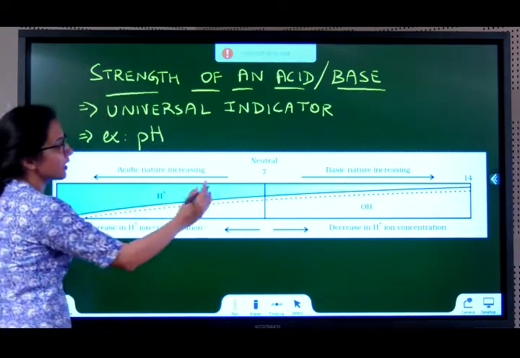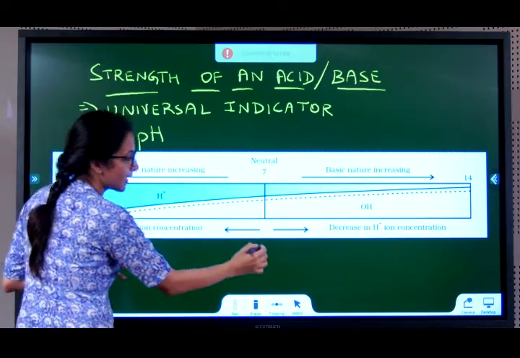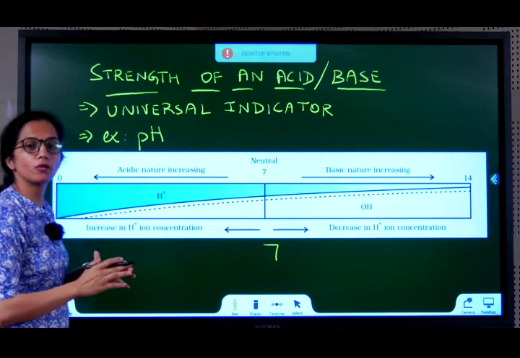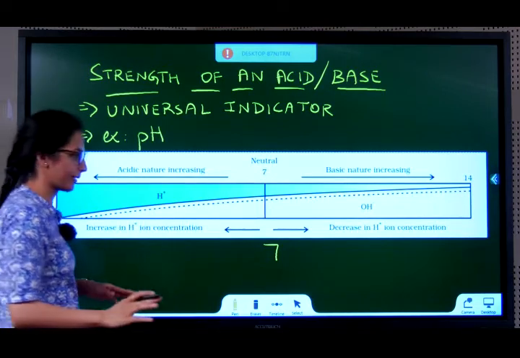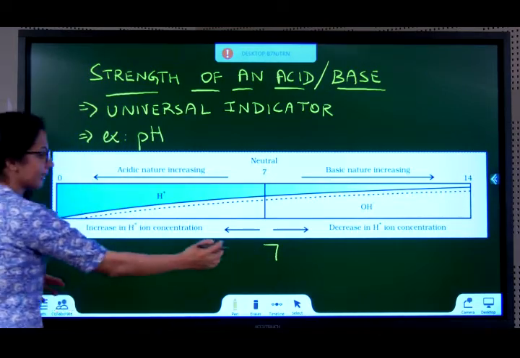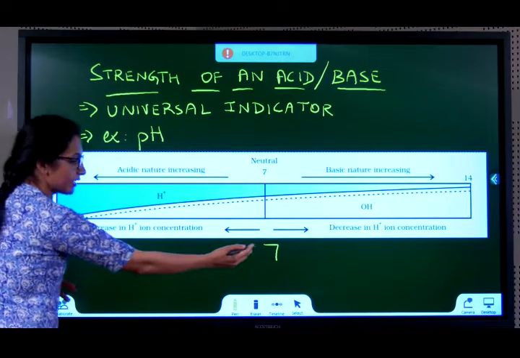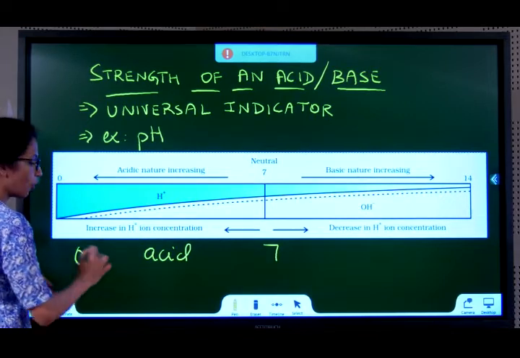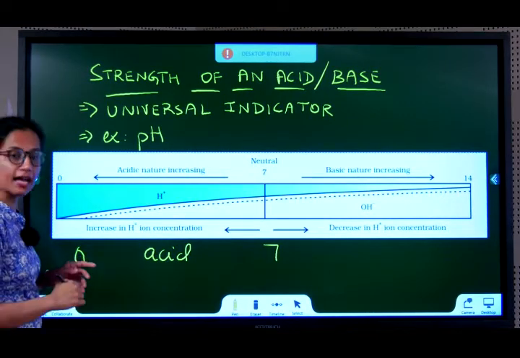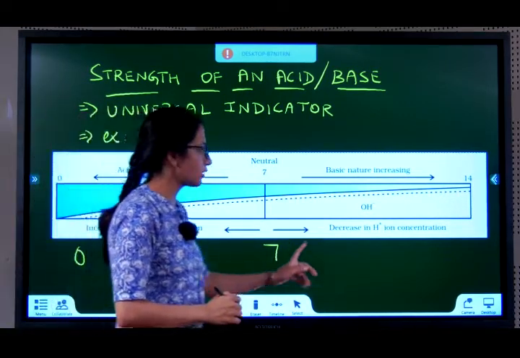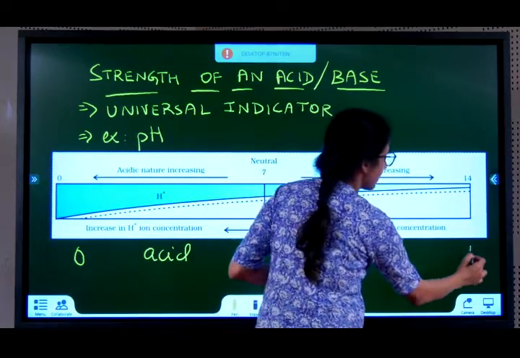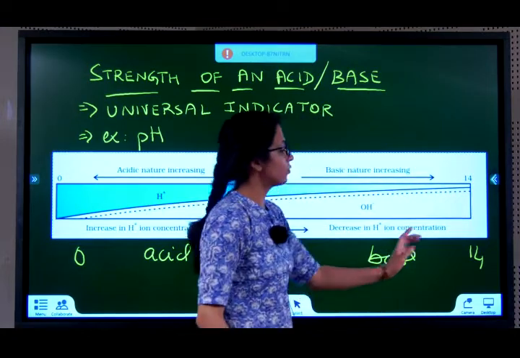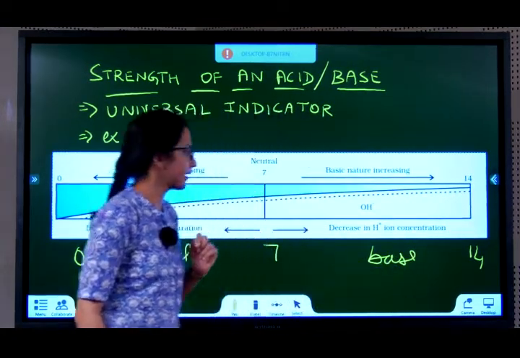If the pH value is 7, it is referred to as a neutral compound. It is neither acidic nor basic. If it is decreasing less than 7, it is an acid. The lower the value, the stronger the acid. If it is more than 7, then it is a base. Higher the value, higher the basicity.